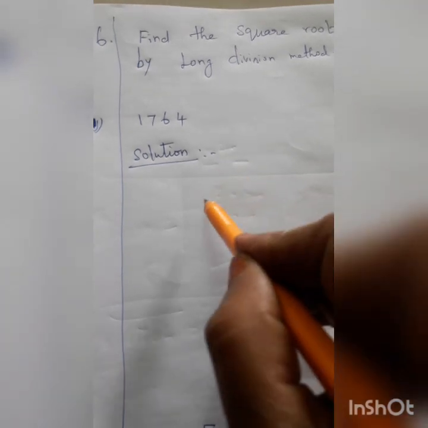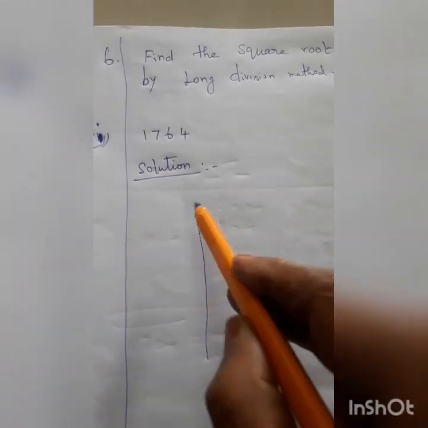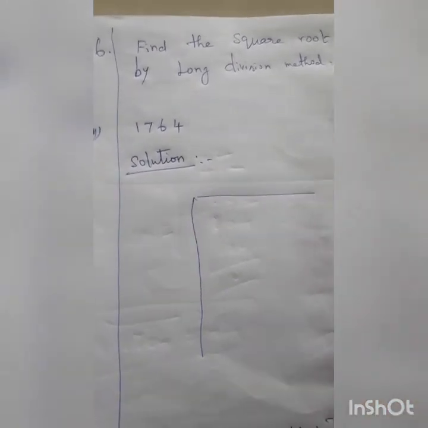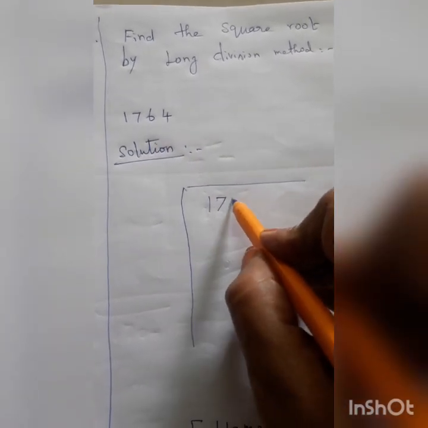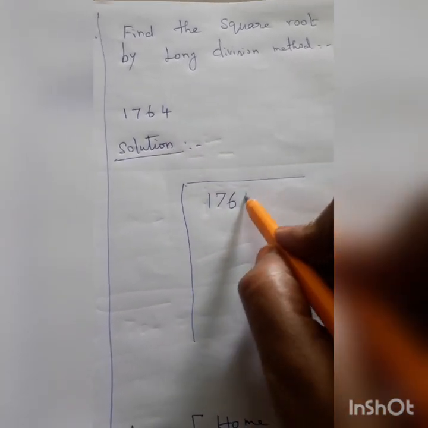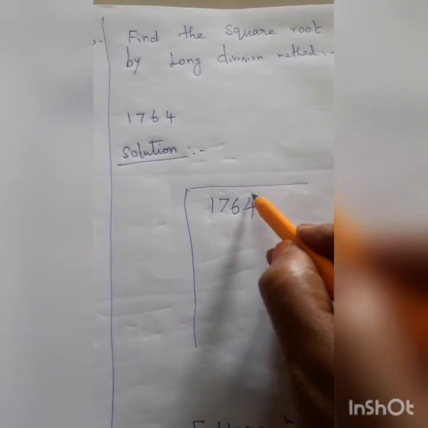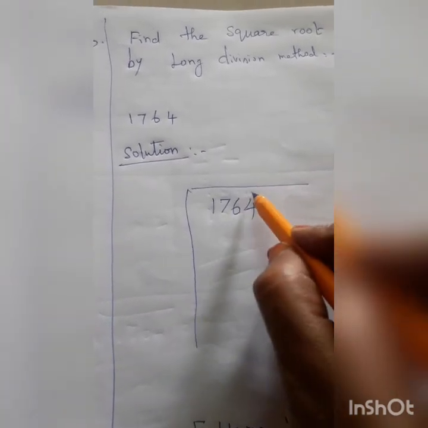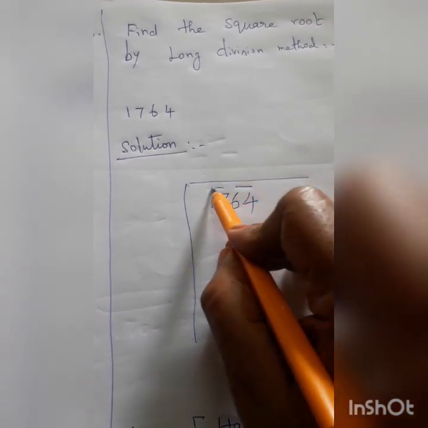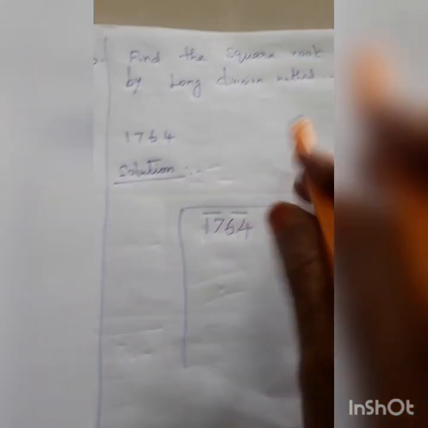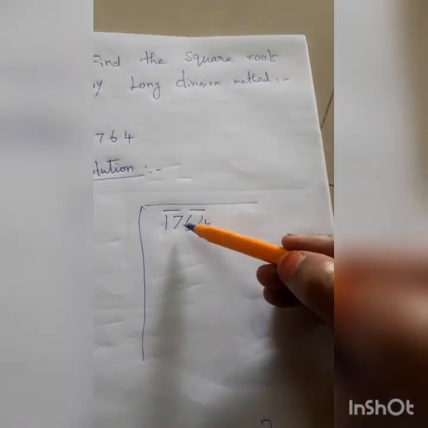1764. Divide the number. First put the long division symbol. Given the number, inside you write 1764. Underline 2 numbers: first the ones and tens place, next 2 numbers. Now, 17, from the square root, how many squares are there?